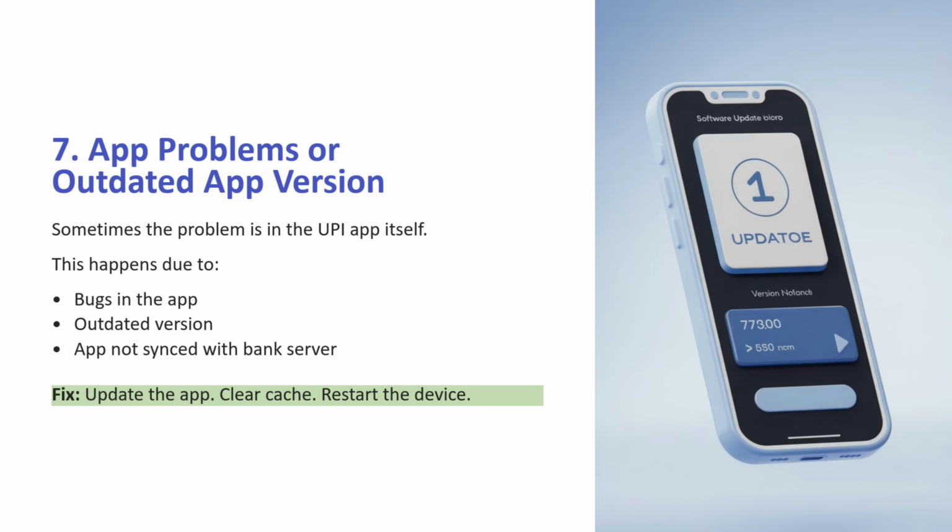Seventh one is app problems or an outdated app version. Sometimes the problem is in the UPI app itself. This happens due to bugs in the app, an outdated version, or the app not being synced with the bank server. The fix is to update the app, clear the cache, and restart the device.